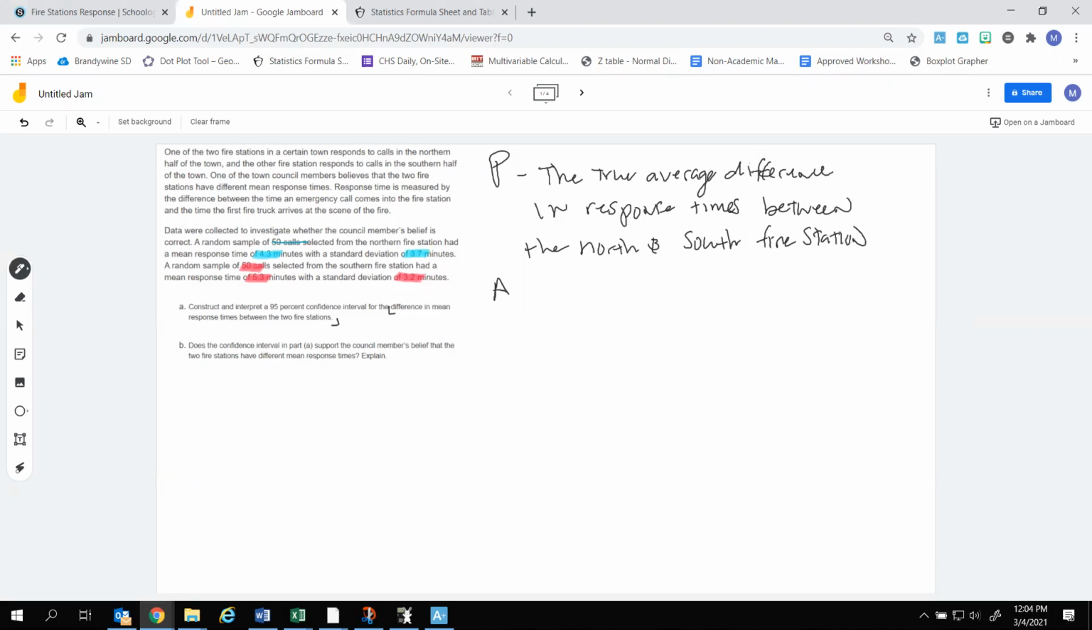All right, A is for assumptions and conditions. So we're going to have the north and we have the south. Random comes first. We have a random sample of 50, and same thing in the south. It's given that we have a random sample of 50.